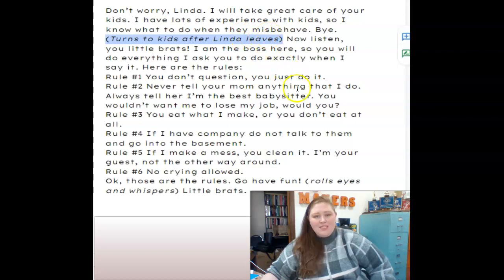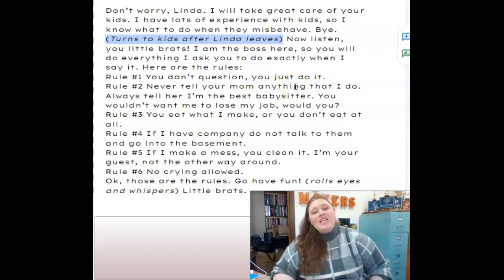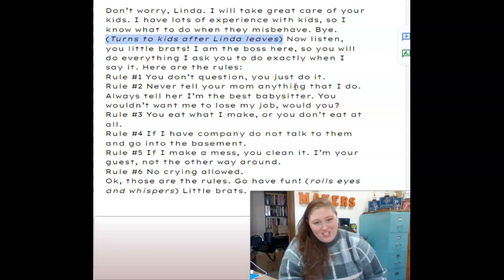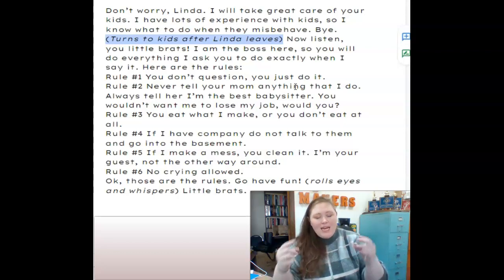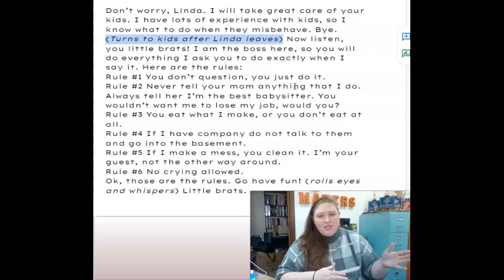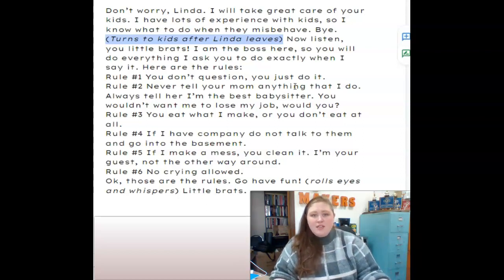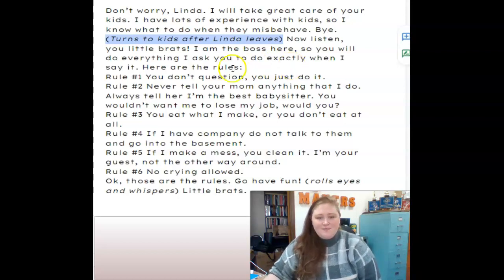Well, Corey probably wouldn't say "turns to kids after Linda leaves." That's not something that we say, right? We don't explain what we're going to do. No, these are called stage directions. Stage directions are what the playwright imagined in their head the characters would do in the play while they were saying their lines, or while they were listening to another character say their lines. So let's find the stage directions. So, "turns to kids after Linda leaves."